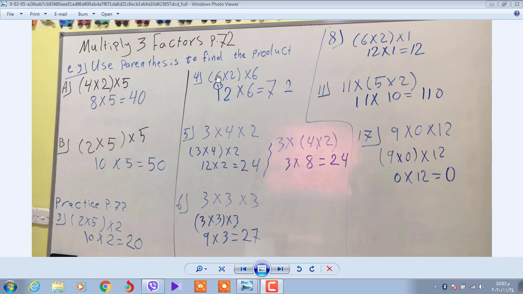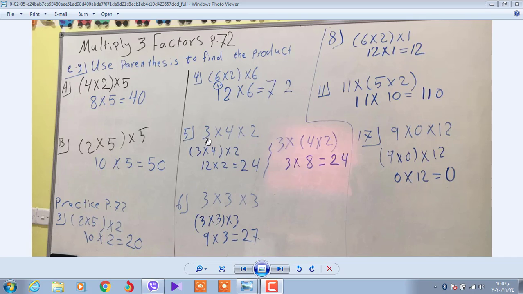In practice 4 also we have 6 multiplied by 2 multiplied by 6 equal to what? The first time we do the multiplication in the parenthesis, 6 times 2 equals 12. 12 multiplied by 6 equals 72. We do 6 times 2 equals 12, 2, 1 up. 6 times 1 equals 6, plus 1 equals 7. So 12 multiplied by 6 equals 72.